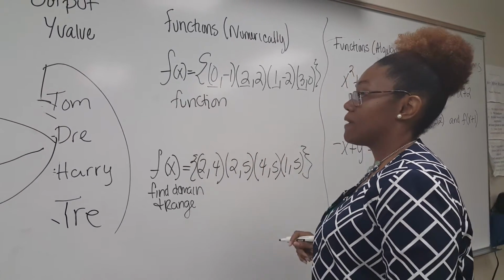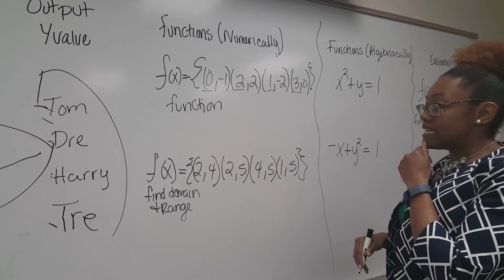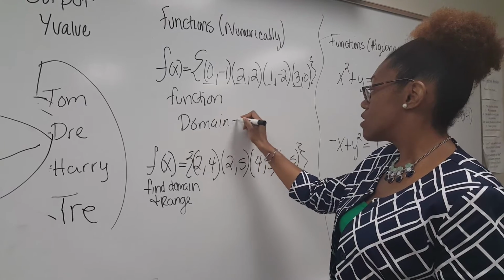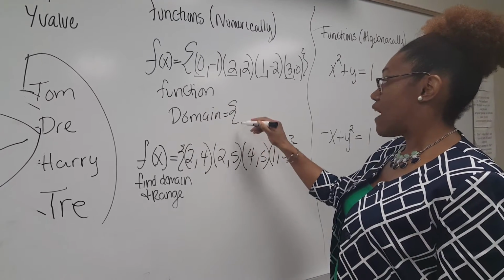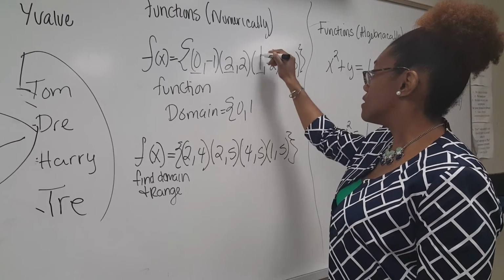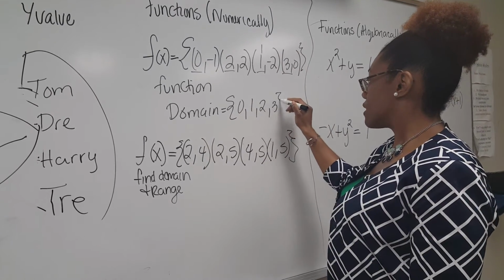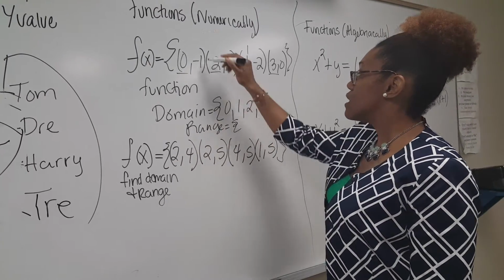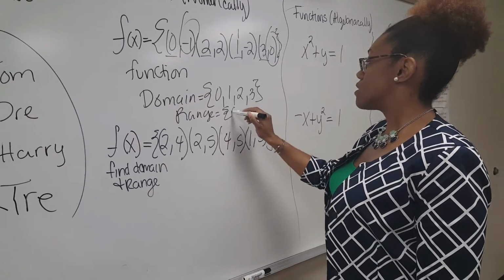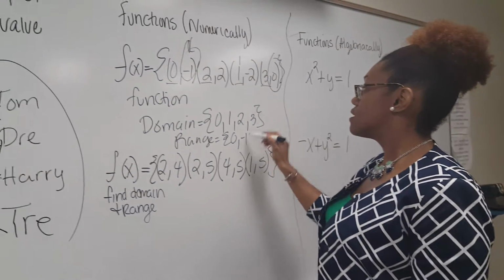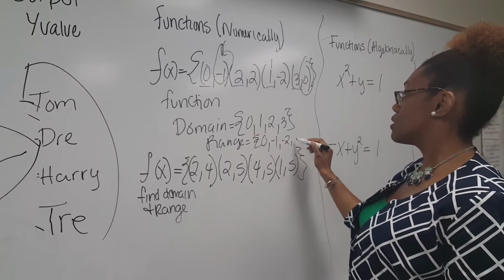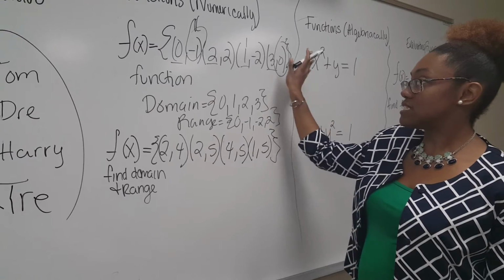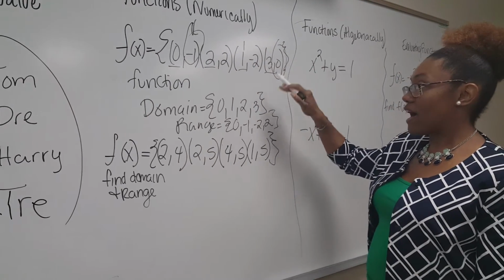And then also you may be asked to, with the function, list the domain and range. Well, the domain of this would be all my x values, so that would be 0, 1, 2, and 3. My range of this would be all of my y values. So that would be, let's see, 0, -1, -2, and 2. I have it a little bit out of order there. But this would be considered a function because nothing repeats for my x values, right?